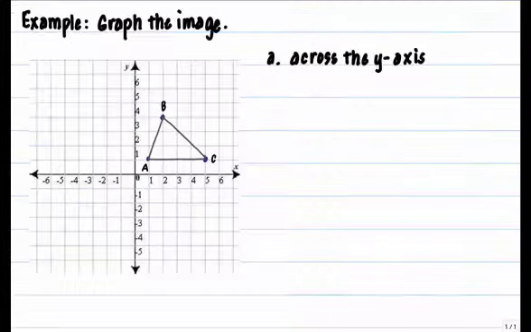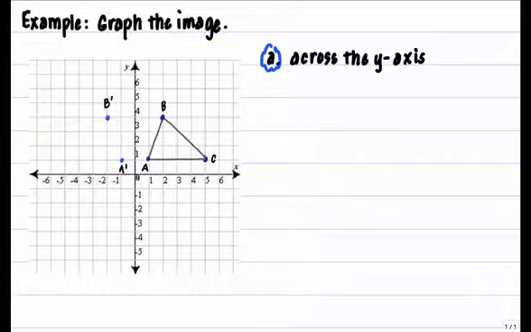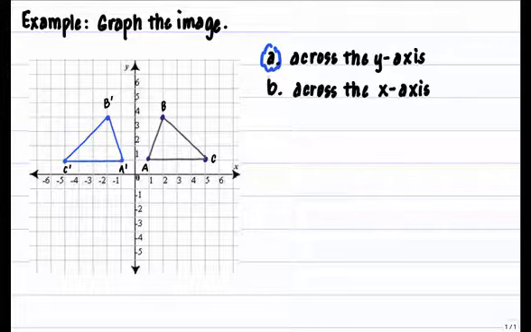Let's look at an example. We're going to graph this image. In other words, we're going to look at the transformation, which is asking us to reflect it across the y-axis, and we're going to graph it in blue. First thing I'm going to do is graph each point individually. Since A is 1 unit to the right of the y-axis, I'll graph A prime, the new A, 1 unit to the left of the y-axis. So I'll graph each point individually on the other side of the y-axis, and then connect the points. Notice I've labeled them A prime, B prime, and C prime.